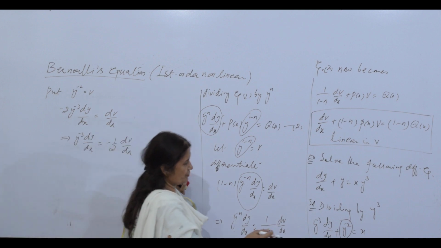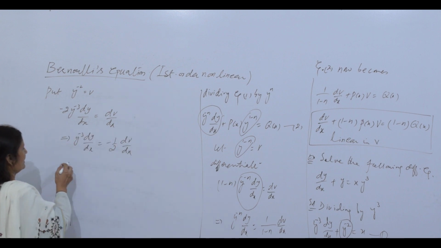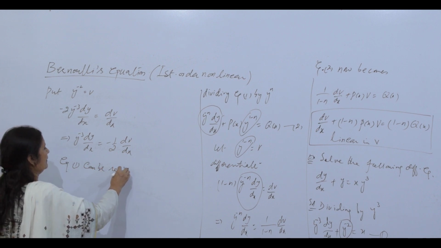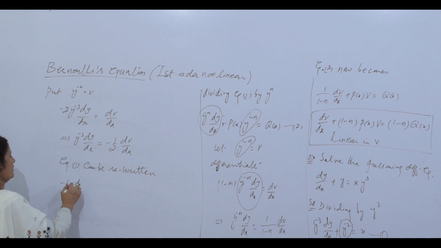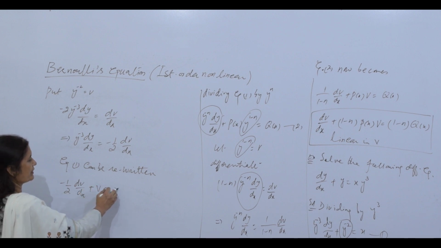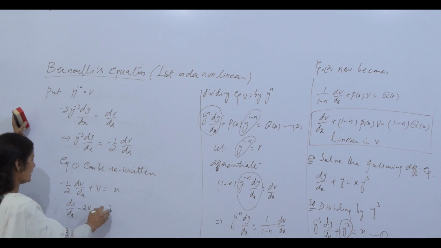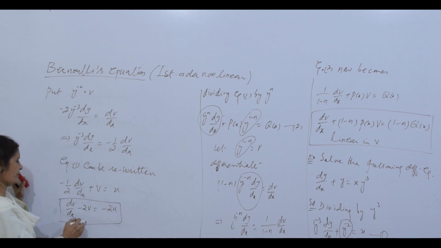So this is the equation you can have, equation 1. Equation 1 can be rewritten as minus half dv by dx plus v is equal to x, because y minus 2 is v. Multiplying by minus 2, dv by dx minus 2v is equal to minus 2x. So this is linear in v.